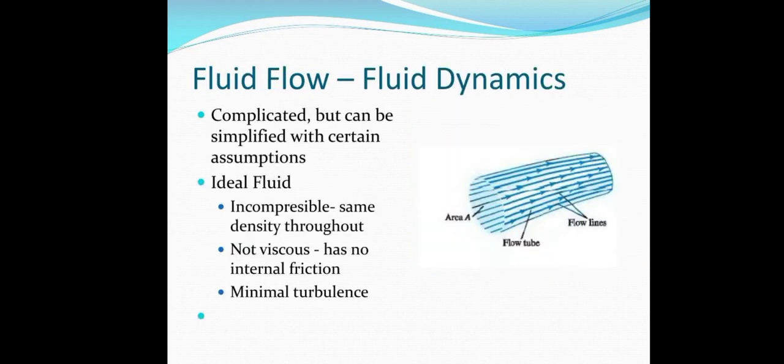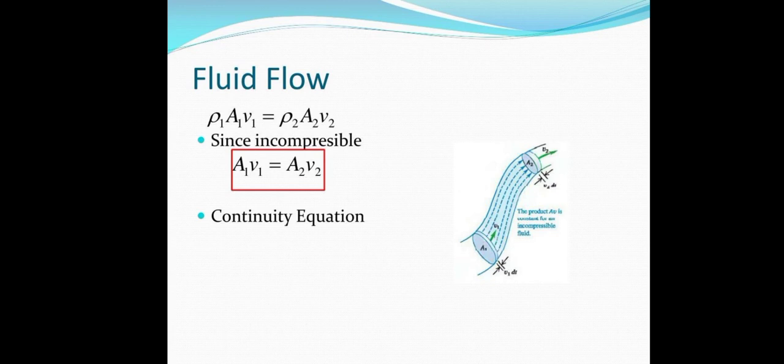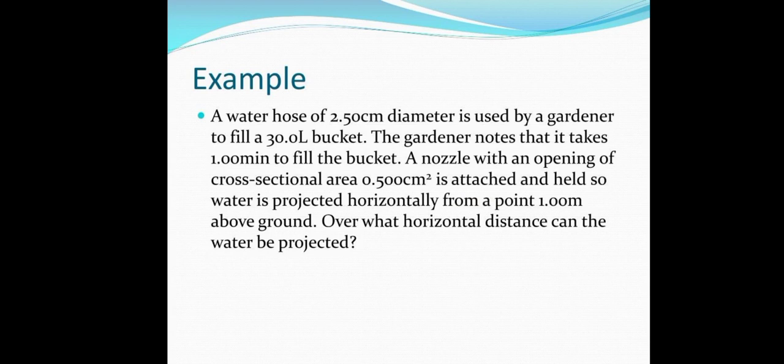Fluid flow is complicated but can be simplified with certain assumptions. Ideal fluid flow: incompressible, same density throughout; not viscous, has no internal friction; minimum turbulence. Assume the flow rate is constant. Rho into area into velocity is common for inlet and outlet, so A1 V1 is equal to A2 V2. This is simply known as the continuity equation. Also, area into velocity is the discharge of the water.